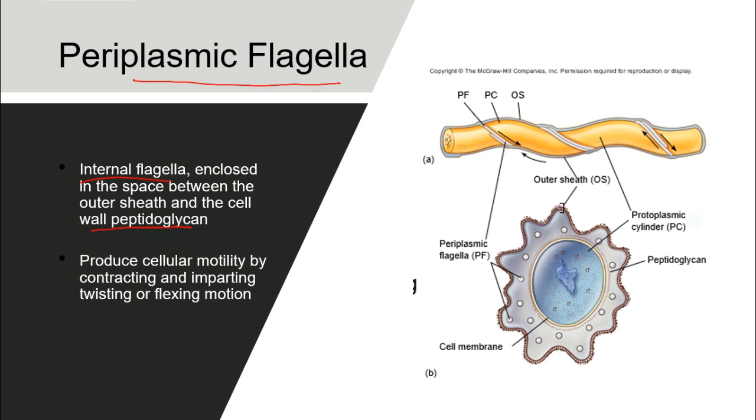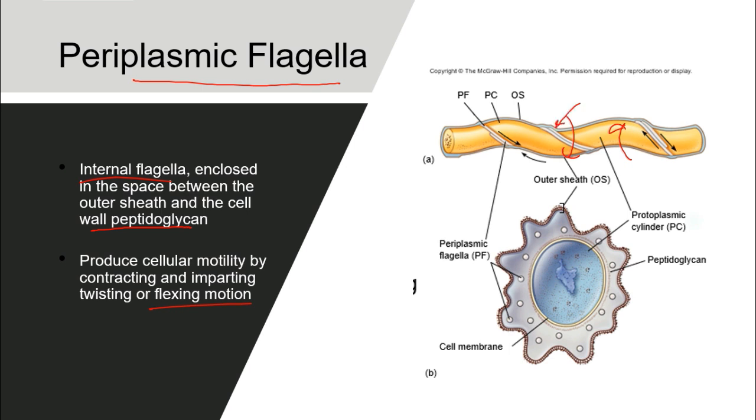We know that two different types of bacteria are generally found: one with a very thick peptidoglycan layer, another with a very thin peptidoglycan layer. But no matter the situation, the outer sheath of this flagella can be trapped within this peptidoglycan layer, so we call them internal flagella. It produces cellular motility by contracting and imparting a twisting or flexing motion, which generates a corkscrew-like twisting motion that helps the spiral movement of the organism where the flagella is present.